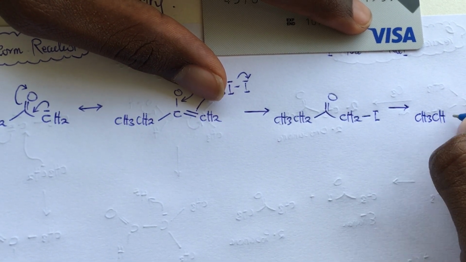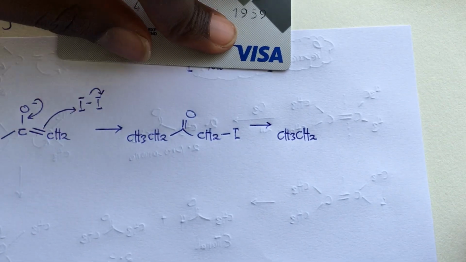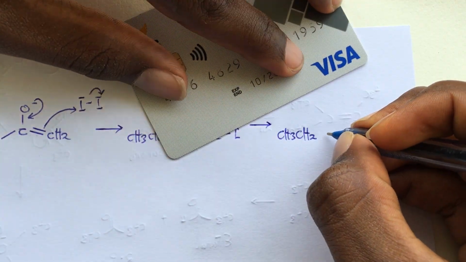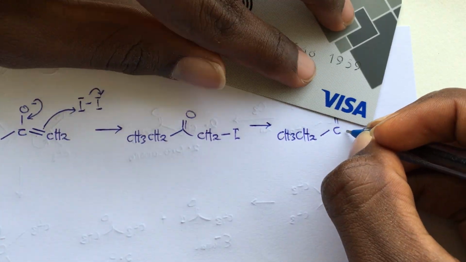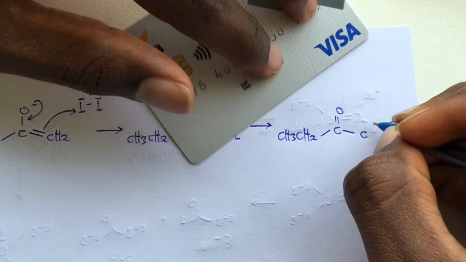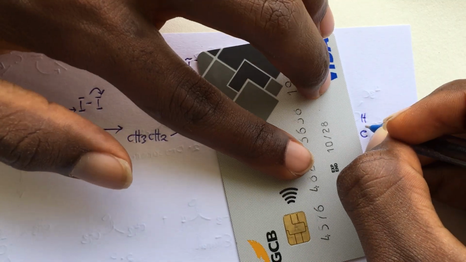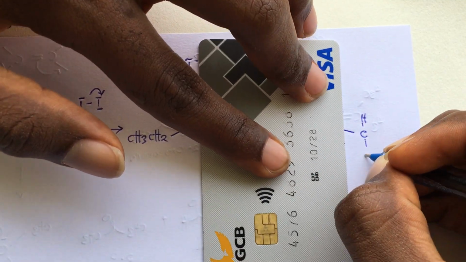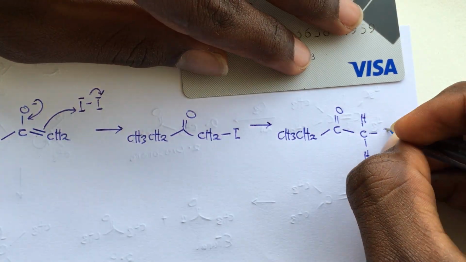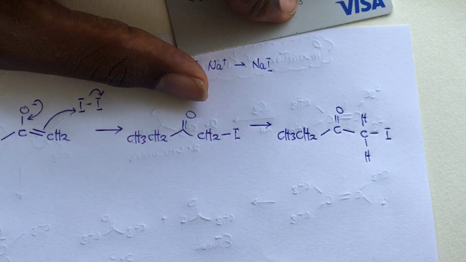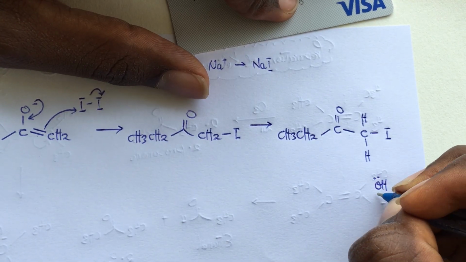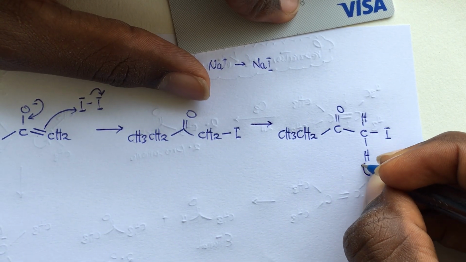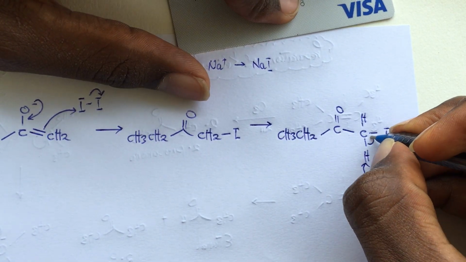Here I'm going to have my CH2. I'm repeating the same thing. Then on this side, my carbon double bonded to oxygen. Here I'm having my hydrogen, carbon, hydrogen, a hydrogen, and iodine. So the same thing that happened, you are still going to have your OH minus. The base will come and remove this, and now electrons will fall onto this.